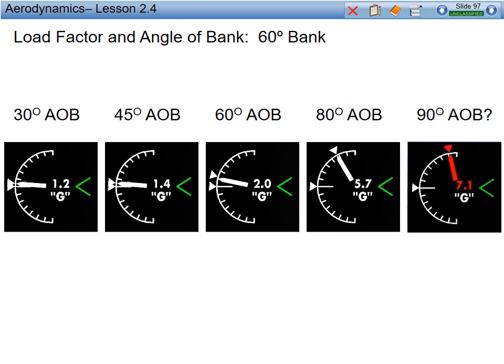Load factor and angle of bank. As angle of bank is increased, the amount of G required to maintain level flight increases. As you start pulling more and more angle of bank, your lift vector tilts further towards the inside of the turn and provides less vertical component of lift. At 30 degrees angle of bank, your load factor needs to be 1.2. 45 degrees angle of bank, 1.4. 60 degrees angle of bank, 2. 80 degrees angle of bank, 5.7, and finally 90 degrees angle of bank, at which time your lift vector is parallel to the ground and has no vertical component.